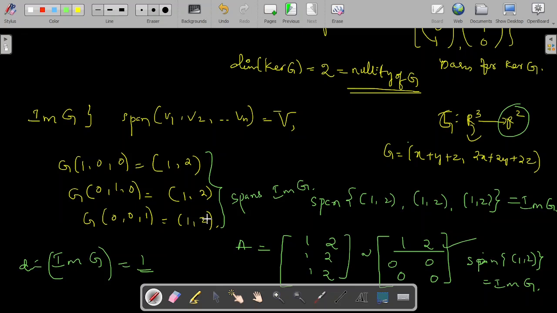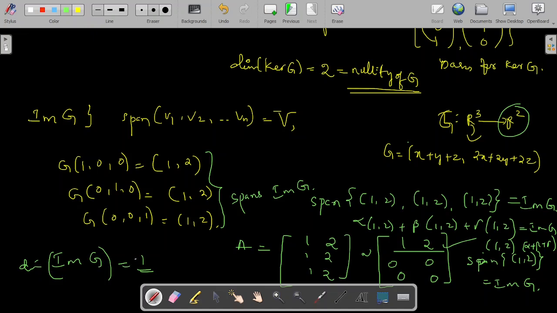Now though these three vectors are the same vectors, they span the whole image space. Spanning means what? Alpha times (1, 2) plus beta times (1, 2) plus gamma times (1, 2). So a linear combination of this is nothing but a multiple of (1, 2). If you take alpha plus beta plus gamma, that is one more coefficient, you can take it as delta times (1, 2). So all these vectors span the image of G, means the single vector also spans the image of G. So for a basis, repeating the vector 3 times is not necessary. The same vector it is, so one time is enough.